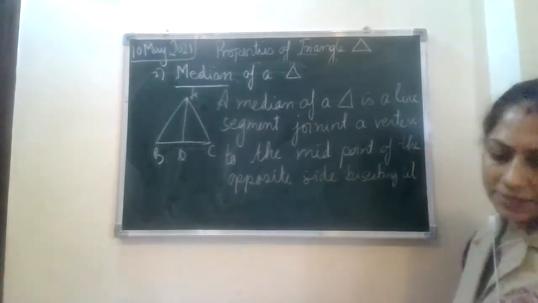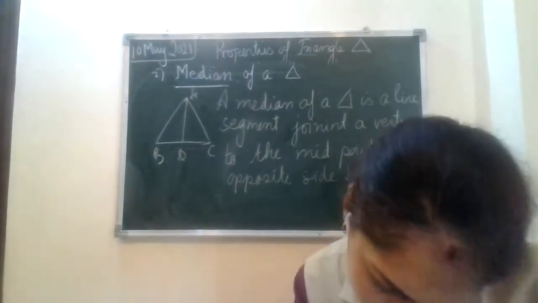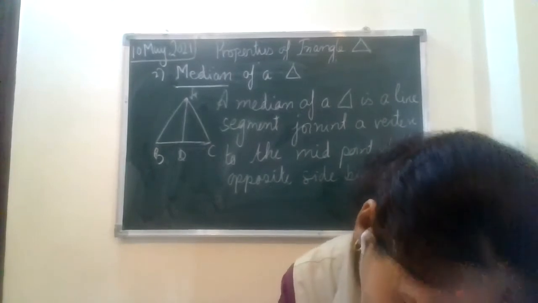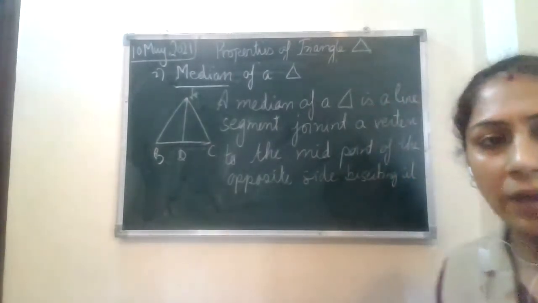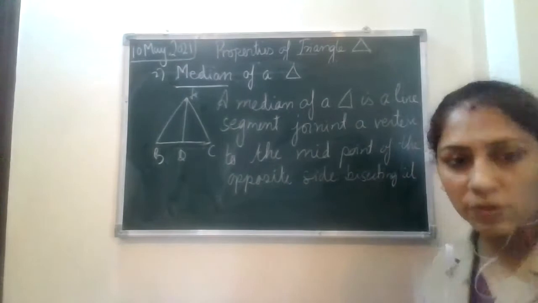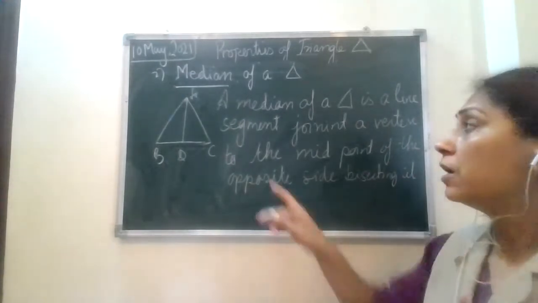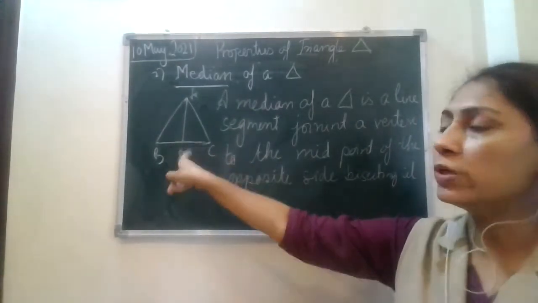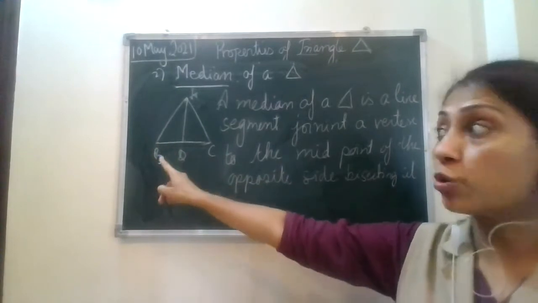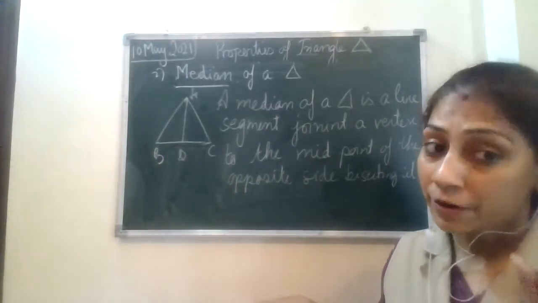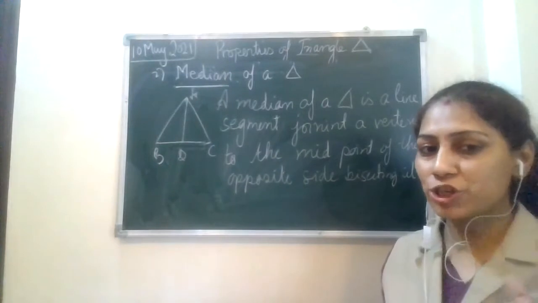Okay, bisecting it. Yes, and bisecting is not written in many places, but it means bisection only, because it divides the opposite side into two equal parts. The ratio is 1:1. Remember this property very well.